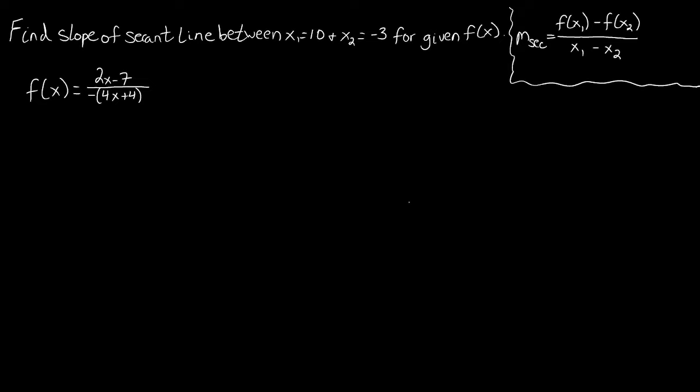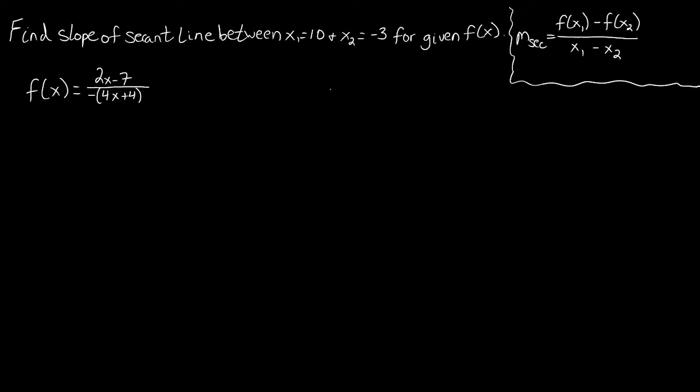In this video, we're going to look at finding the slope of a secant line between two x values for a given function f of x. We remember that a secant line is a line that intersects our given function in two places. So what we're going to end up doing with this problem is construct our secant line so that it intersects our graph at x equals 10 and at x equals negative 3.